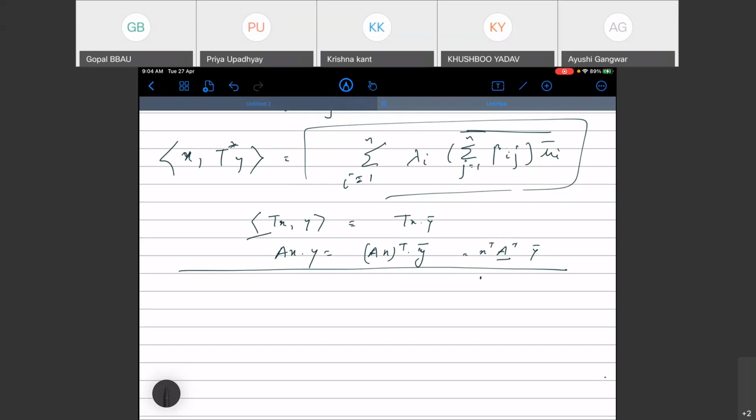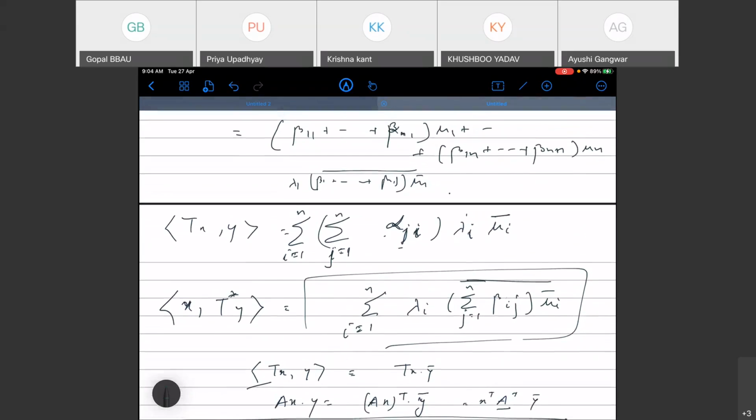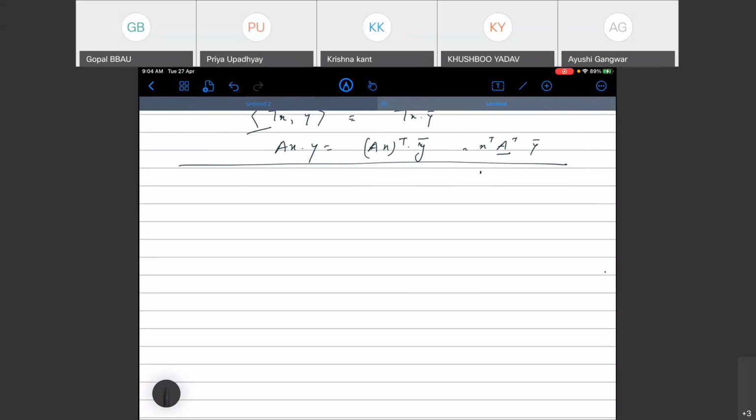Let's see this again. Yesterday we saw this by a computation. So today we will see it from another angle. So if you recall, suppose we are in Rn and we have a linear transformation T from Rn to Rn. So how do you define inner product in Rn?